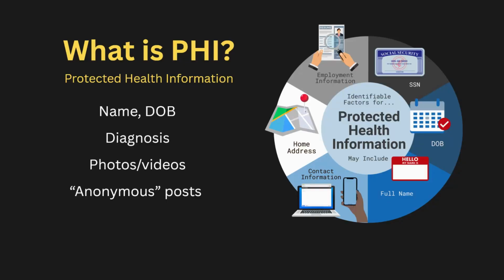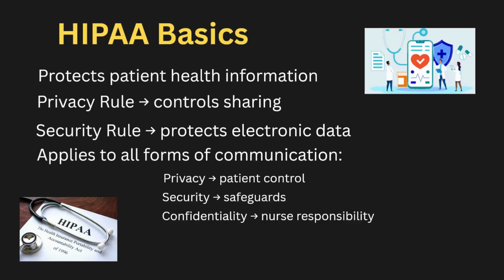Protected health information, or PHI, includes any information that can identify a patient and relates to their care. This can include names, dates of birth, diagnoses, and even photos or videos. In some cases, posts that seem anonymous can still identify a patient when enough details are shared, especially in smaller communities or unique cases. HIPAA is a federal law that protects patient information.